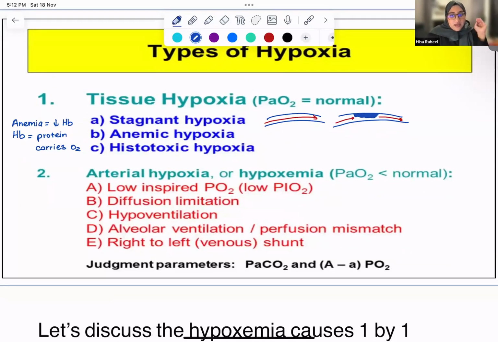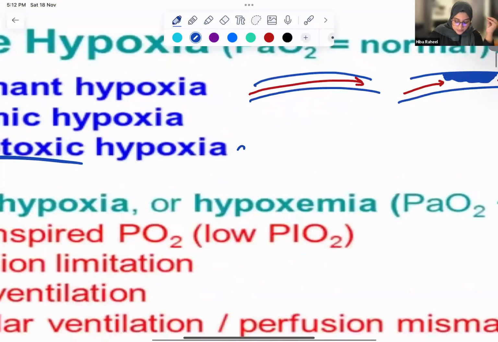Okay, and cytotoxic hypoxia, this is the last cause. In cytotoxic hypoxia, what happens is that the tissue itself cannot produce or cannot use oxygen to produce ATP. So there is some problem with the tissue itself. A very common example is cyanide poisoning. I want you to remember this example because that's a very important clinical example.